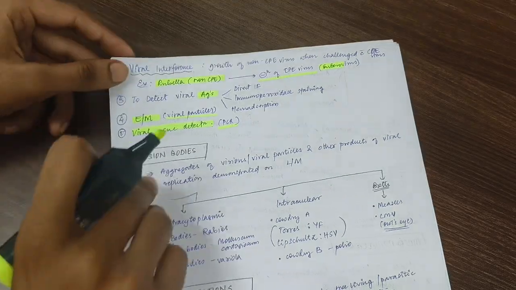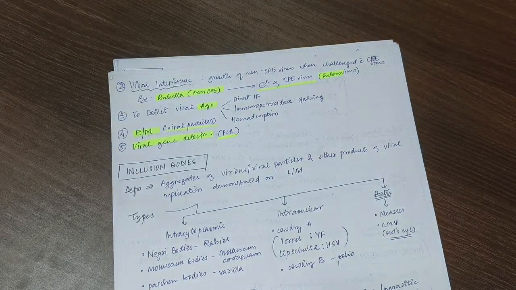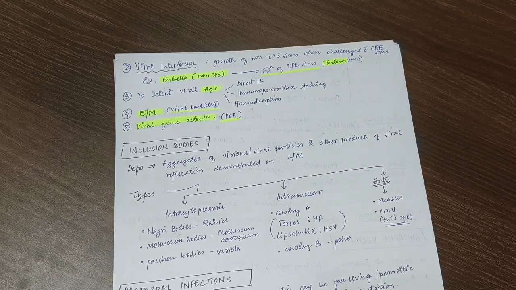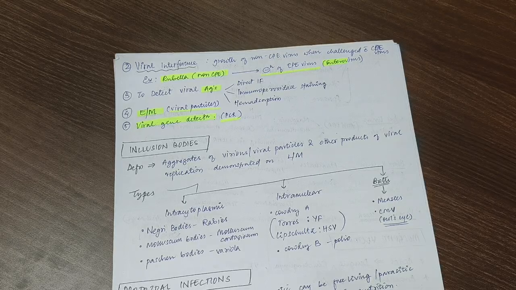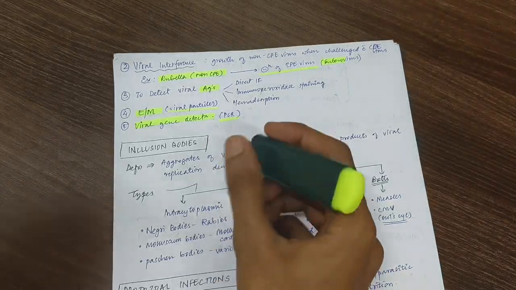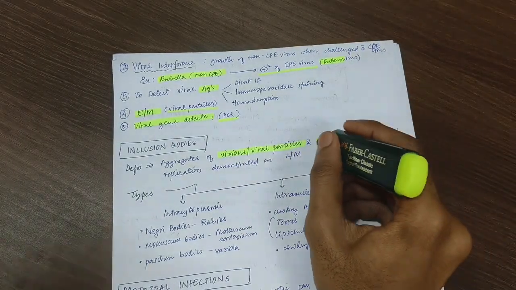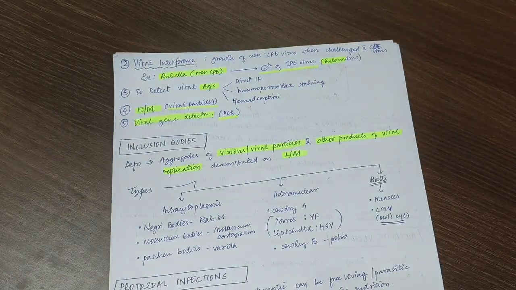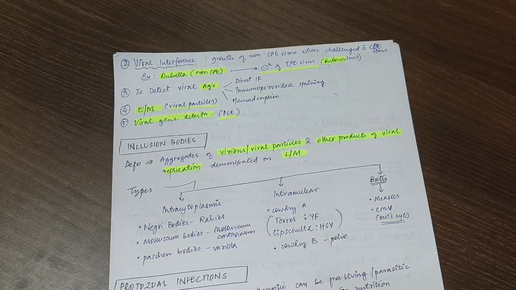Then coming to the inclusion bodies. In the inclusion bodies, what are the things seen? Basically, aggregates of virions, that is the viral particles, and other products of viral replication, which are demonstrated on the light microscope. What is the composition of inclusion bodies? Virions, the viral particles in simple terms, plus its products formed as a part of viral replication, which are detected by light microscopy. Virus plus its products form the inclusion bodies, which are seen under light microscope.